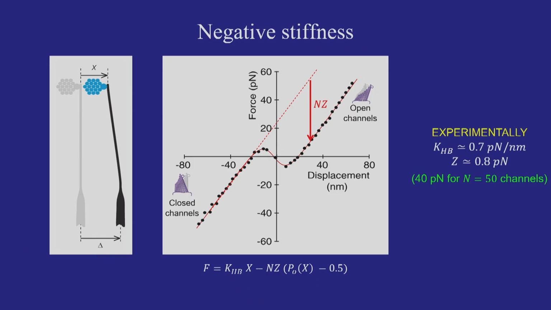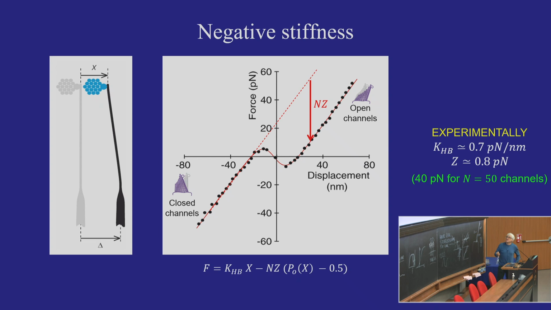Experimentally, we can fit our measured force displacement relation with this simple formula and get numbers for the linear elasticity of a hair bundle, which is on the order of 1 piconewton per nanometer, and for the single channel gating force Z, which is about a piconewton. Note here that we don't have a piconewton in this vertical shift. We have more than that. We have 40 piconewtons. And it's because in a hair bundle from the frog, there are about 50 ion channels operating in parallel. So we must multiply the value Z by 50.